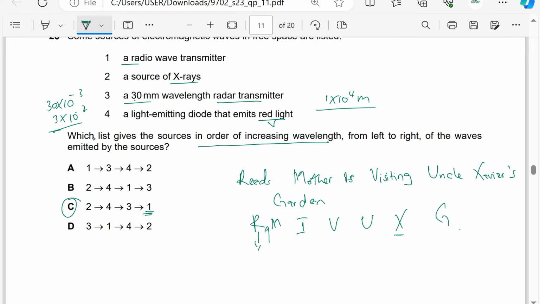So X-rays should have the smallest wavelength. So this should be the first on the list. Since we are talking about increasing, X-rays will be the lowest, radio waves will be the highest. So the answer is going to be C.